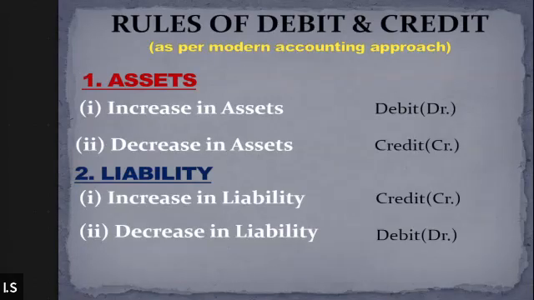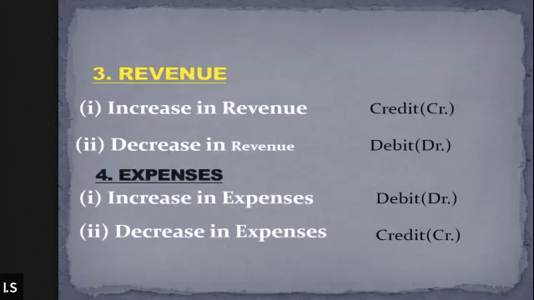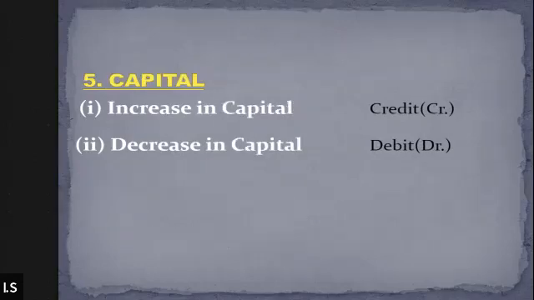As per the modern accounting approach, if the account is related to asset, then whenever asset increases, we need to debit the asset account. Whenever asset decreases, we need to credit the asset account. In case of liability, when liability increases, credit the liability account, and when it decreases, debit the liability account. For revenue, it is the same as the liability. For expenses, it is the same as the assets. And in case of capital, the rule is the same as for the liability.